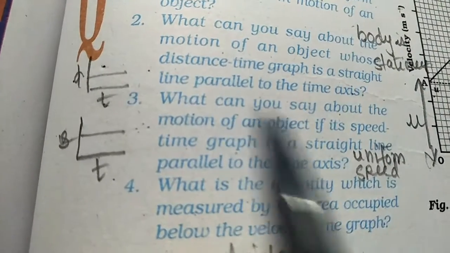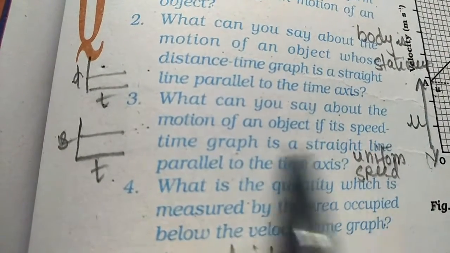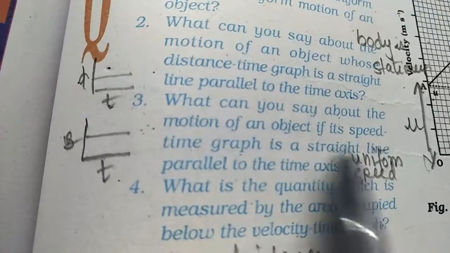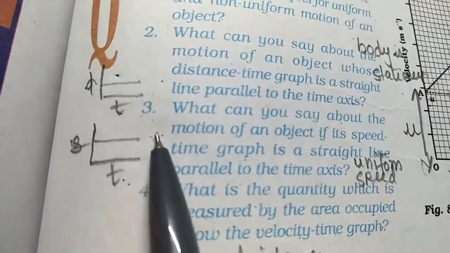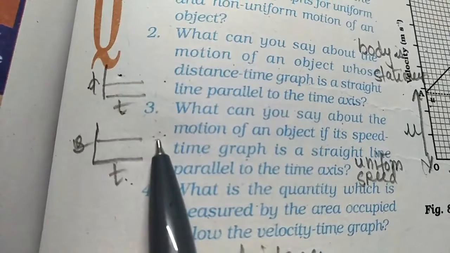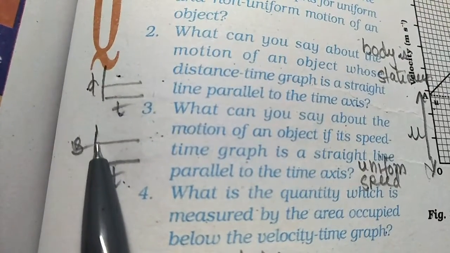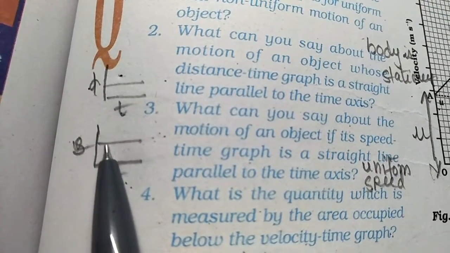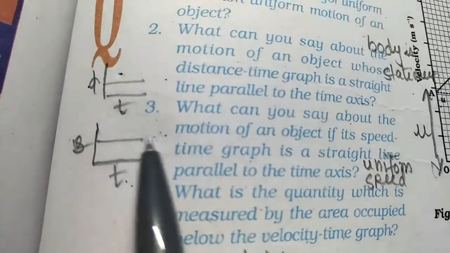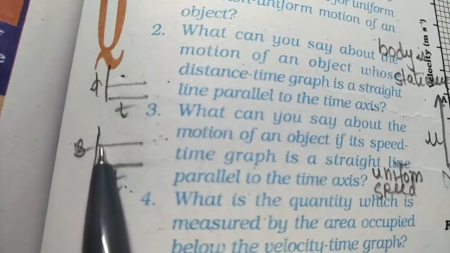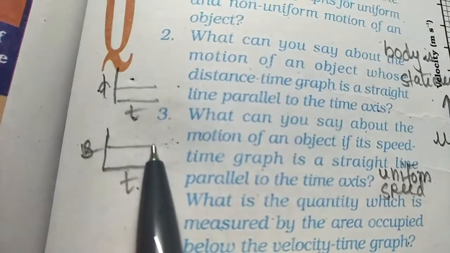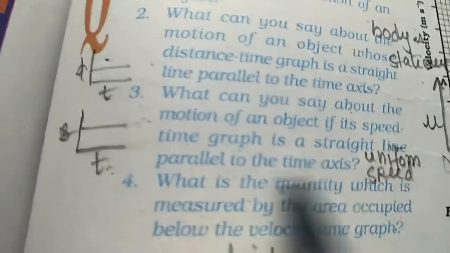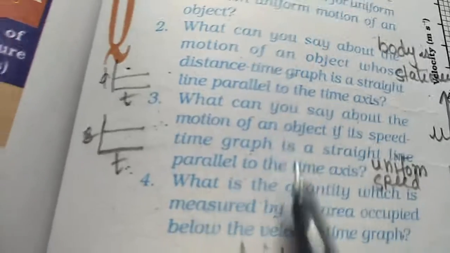Now the next question is, what can you say about the motion of an object if the speed versus time graph is a straight line? This is a speed versus time graph, and it is again parallel to the time axis. That means the object is performing uniform motion, the speed is uniform, that's why you have one single value of speed for different time intervals. So you have got uniform speed.